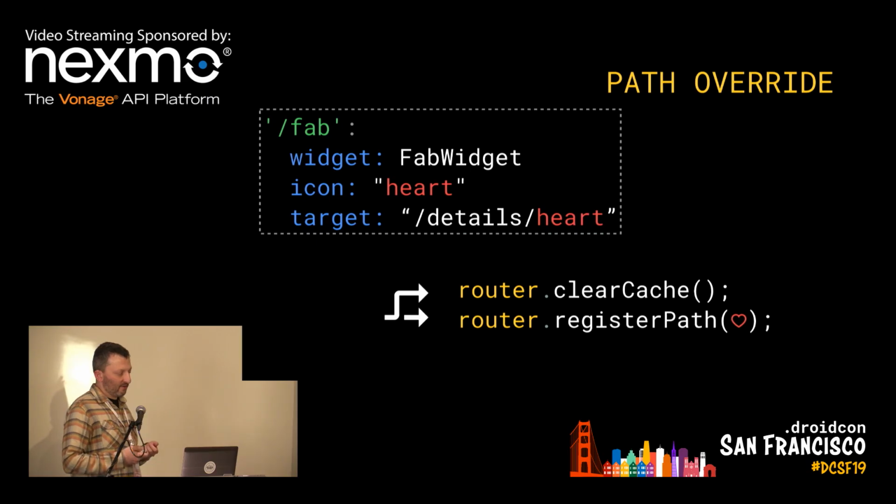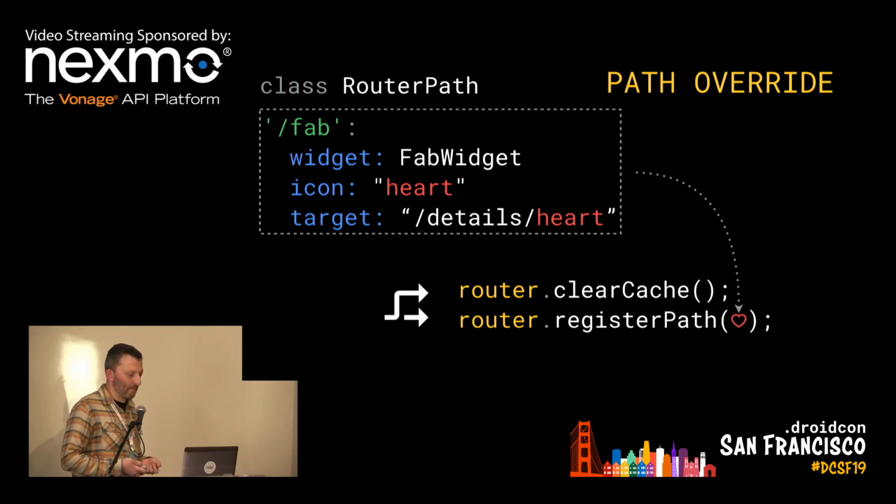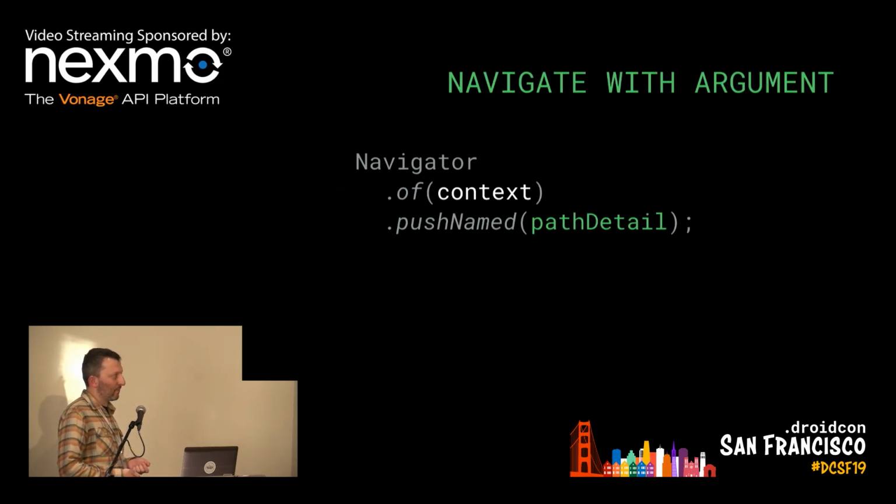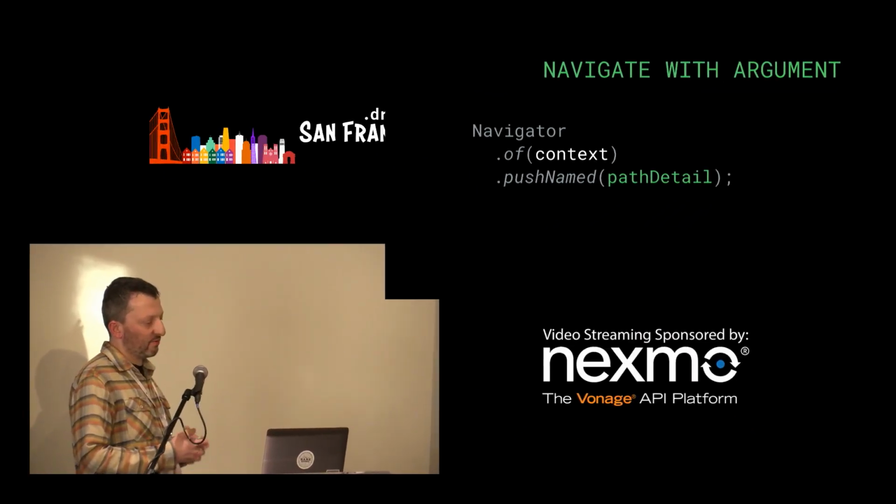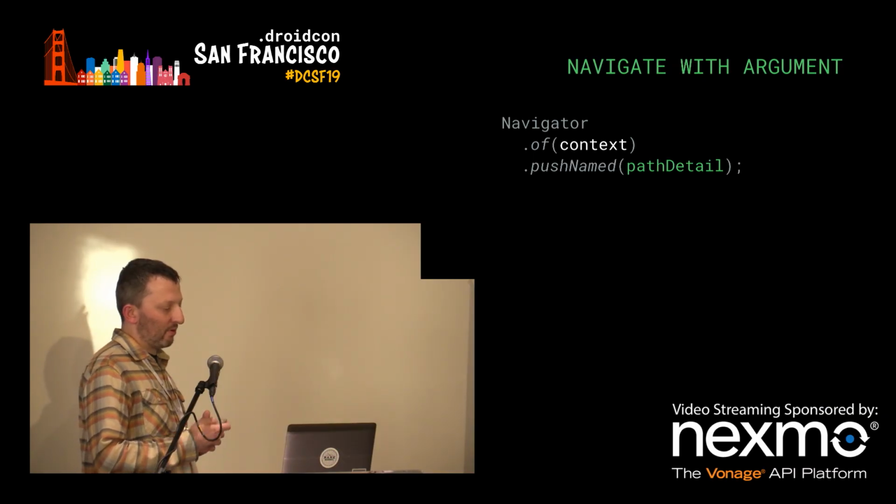And basically this means just turning this plain text to a router path instance and pushing it down to the router while the app is running. Flutter 1.2 introduced this thing called navigation with argument. And this essentially allows you to put something like a bitmap or maybe a database service that's not really addressable in a path.